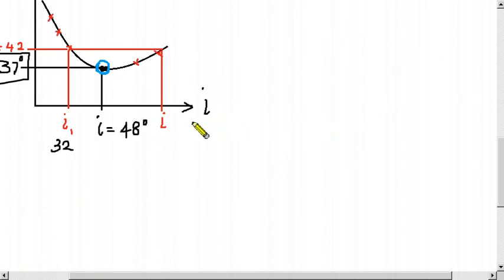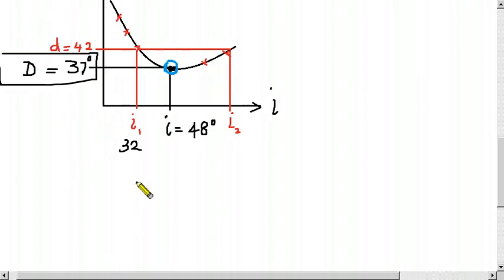So I2, this one is the I2. There are two I values for all other deviations. Only for the minimum deviation it has a single I value. It doesn't have two I values. At the minimum deviation it has only one I value.